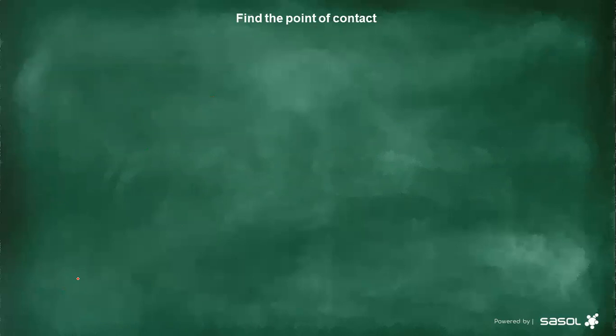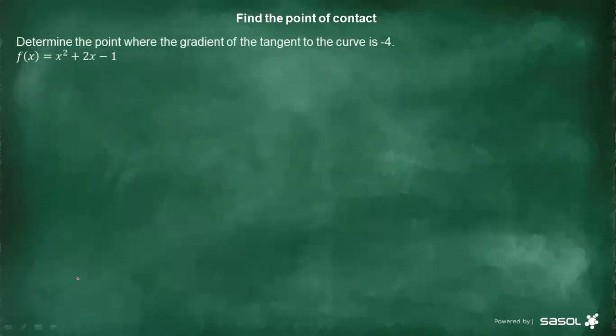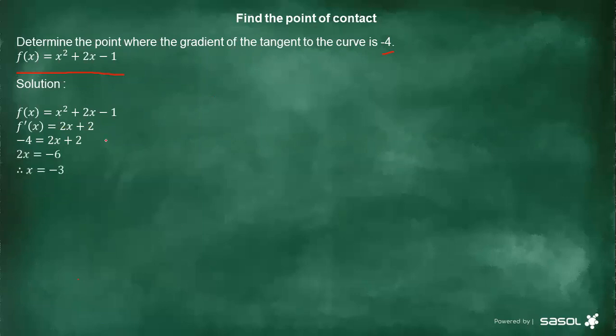We have another question that says find the point of contact. Determine the point where the gradient of a tangent is -4, and now we are given a curve like this one. Let's see. First, we take the equation that we're given. The derivative of that is 2x plus 2. Then equate it to the gradient of a tangent. And we're looking for the x value there. Then you just transpose and divide by 2, then the x value is -3.